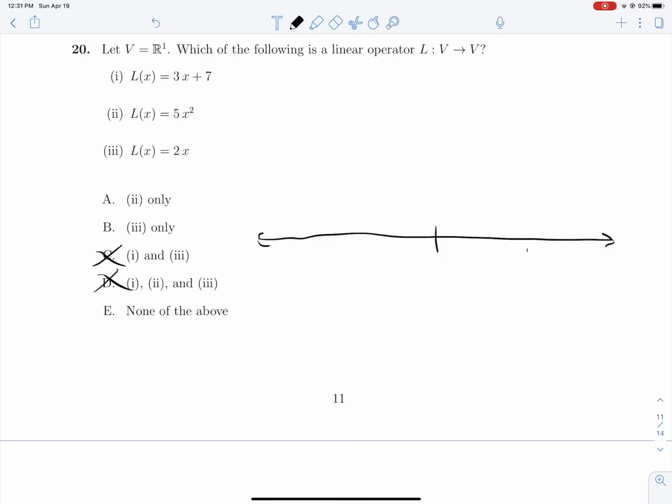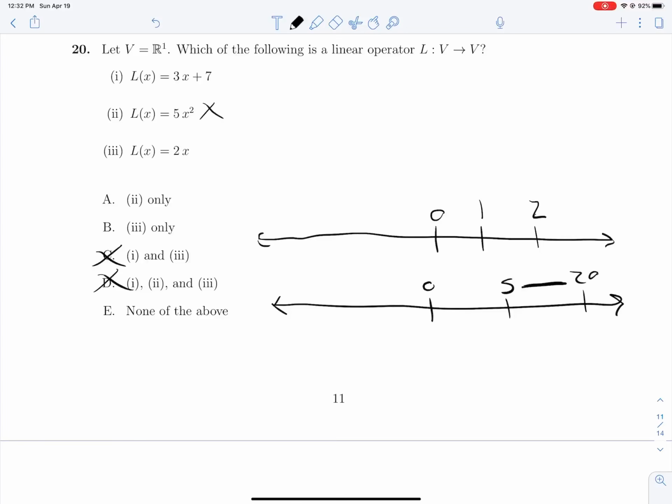If we take the distance between 0 and 1 and 1 and 2 before our operator is applied, we see that those grid lines are evenly spaced. But then if we plug in 1 it will go to 5, so now we have a distance of 5, and if this was a linear operator, we would expect the distance between the transformed 1 and the transformed 2 to also be 5. But if we plug in 2, we get 20, which is a much bigger distance. Thus, because grid lines are not evenly spaced, this is also no good. So 2 is bad. What about 3?